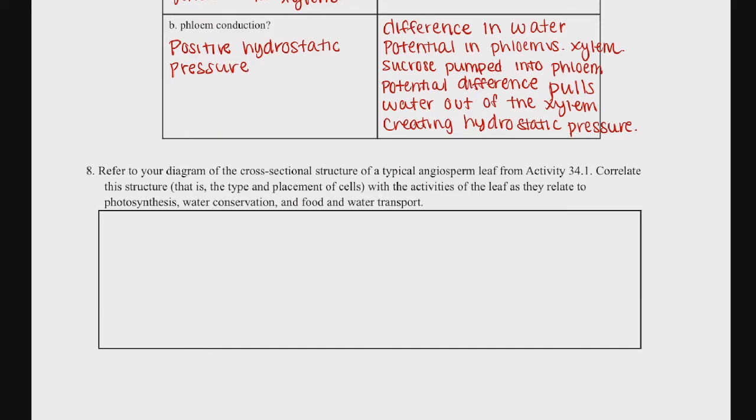So when stomata are open, CO2 can enter and oxygen can leave. Oh no, CO2 can enter, sorry. Enter. It's this water loss through the stomata that generates that transpirational pull on the xylem, which is what is pulling the water through the plant.